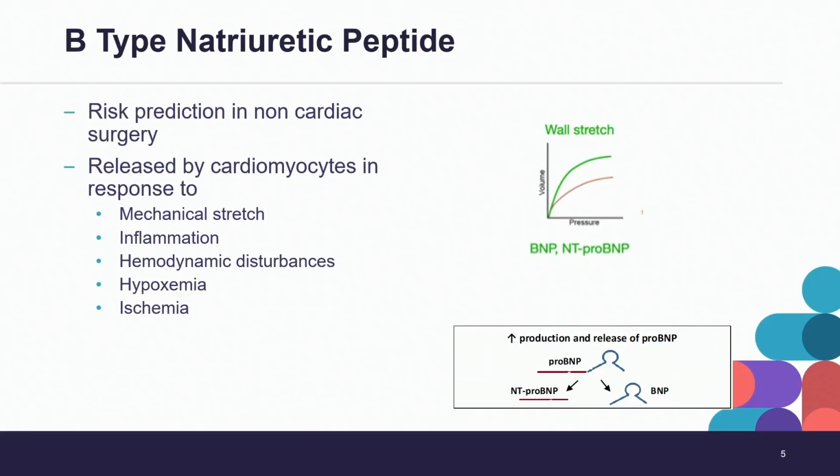BNP is first released as a prohormone. It's then cleaved into two parts, the active BNP and the inactive NT-proBNP. While both of those reflect the same underlying cardiac stress, the lab ranges differ, primarily due to the passive clearance and the longer half-life of the NT-proBNP. Because of this, NT-proBNP tends to have higher circulating levels and is thought to be more sensitive for the detection of heart failure.